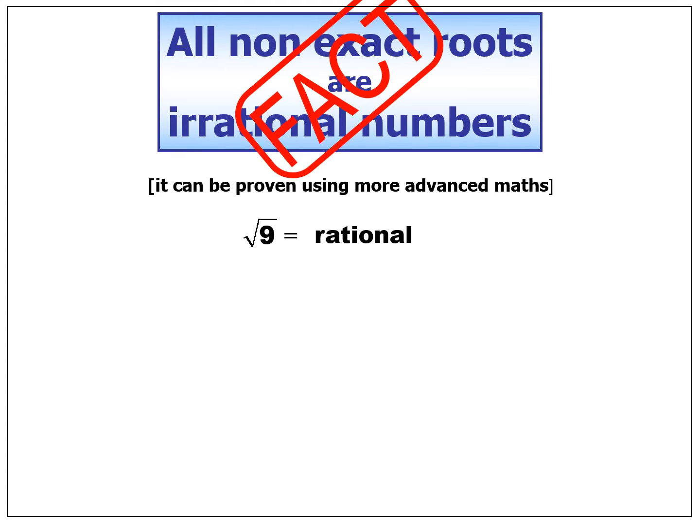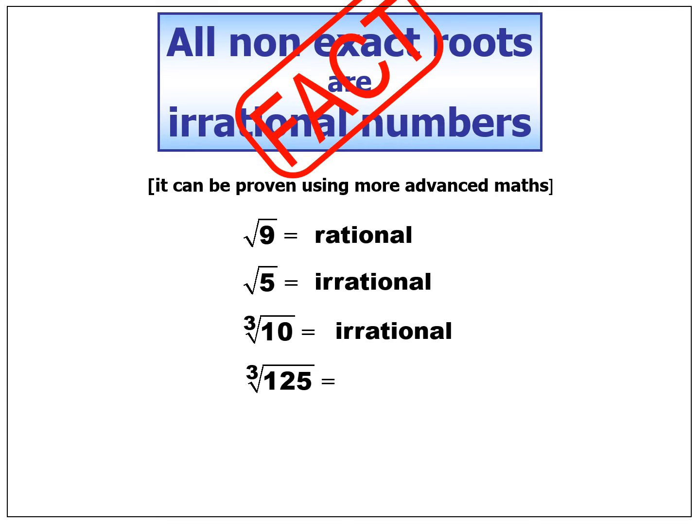Square root of 9 is rational because square root of 9 is 3 and negative 3. Square root of 5 is irrational because it gives us a non-exact root. Cube root of 10 is an irrational number because it gives us a non-exact root. And cube root of 125 is rational because it is equal to 5. 5 times 5 times 5 is 125.